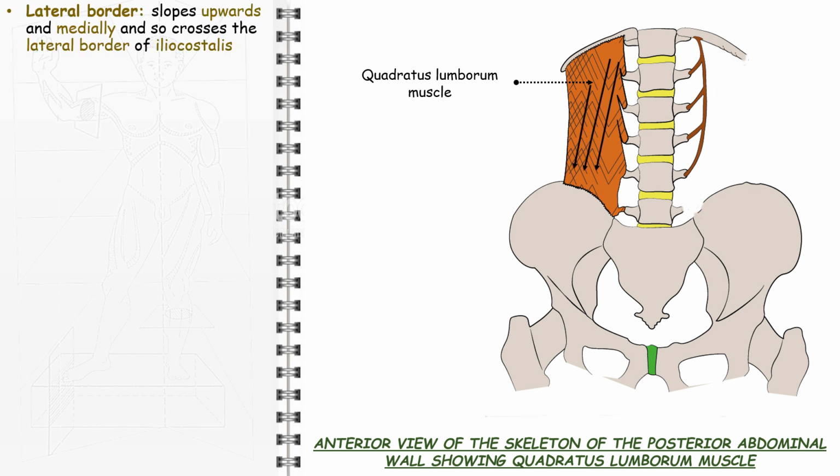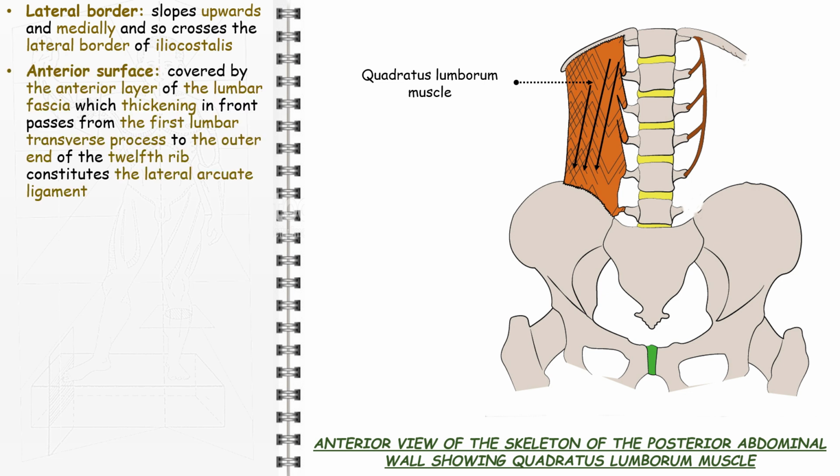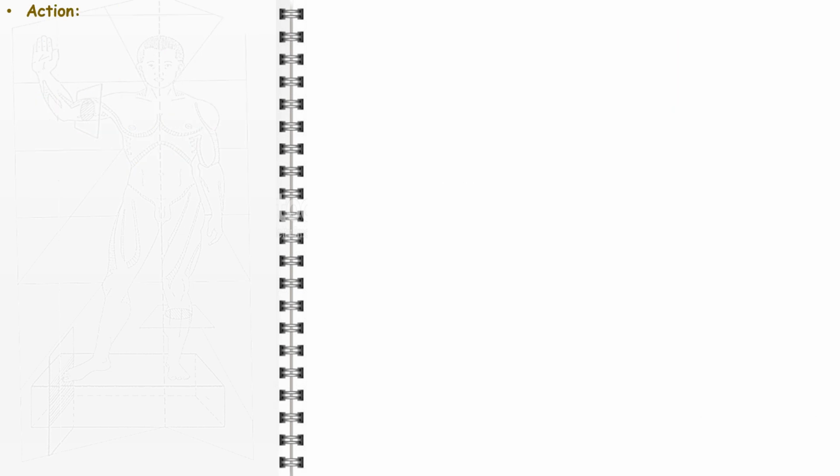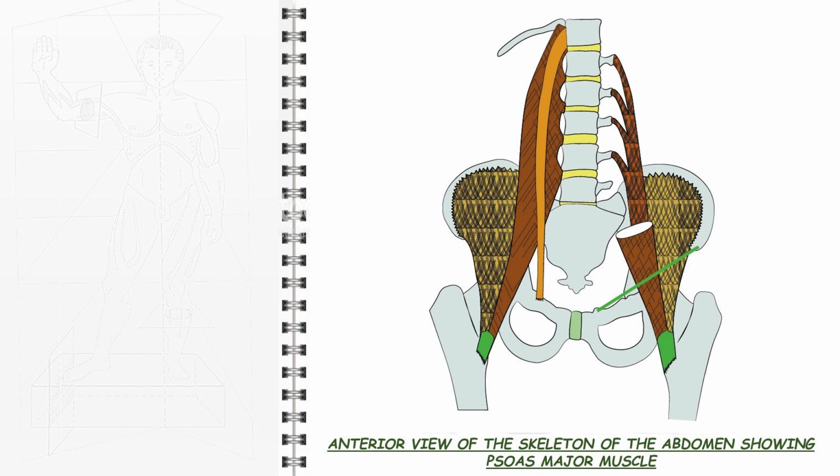Its anterior surface is covered by the anterior layer of the lumbar fascia, which, thickening in front, passes from the first lumbar transverse process to the outer end of the 12th rib, and constitutes the lateral arcuate ligament. The quadratus lumborum muscle is depressor of the 12th rib and abductor of the lumbar spine. The psoas major muscle lies in the gutter between the bodies and transverse processes of the lumbar vertebrae.